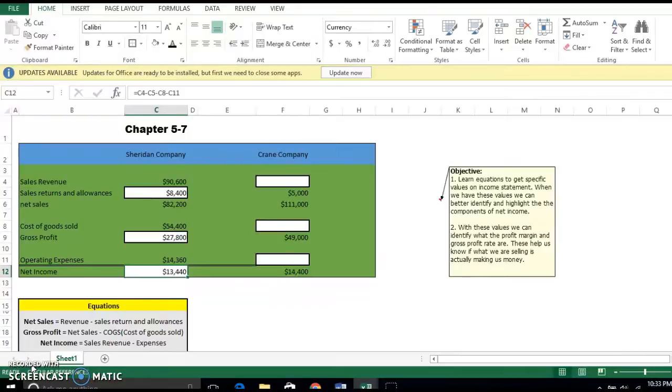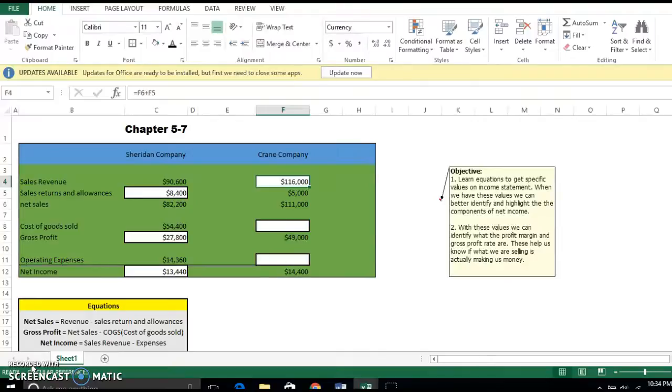Now moving on to the Crane Company. We don't know what our sales revenue is, but we do know what our sales returns and allowances and our net sales are. So what can we do? Do a little bit of math, add those two together, and we get $116,000.